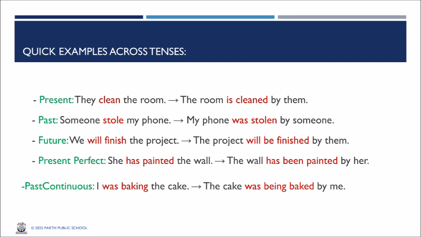Now let's understand past continuous tense. I was baking the cake. The cake was being baked by me. Which form of be has been used here? Being. Right.